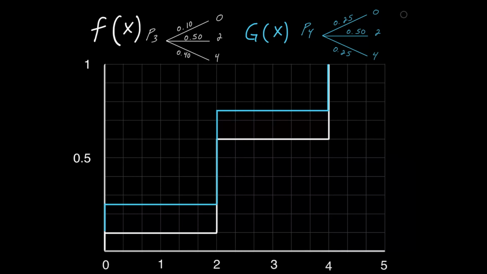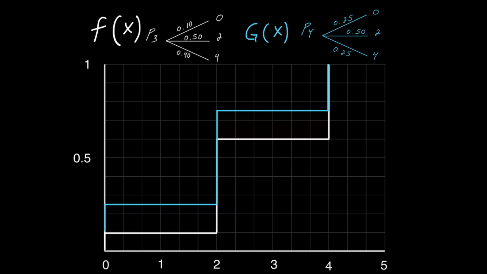Same with g of x over here, a 25% chance of making 0. So it increased by 25% at 0. A 50% chance of making 2. So at 2, it increased by 50%. And then we've got a 25% chance of making 4. So at 4, it increased by 25%. So here we have them graphed as CDFs. Now we are looking for the function that is always on or below the other function.